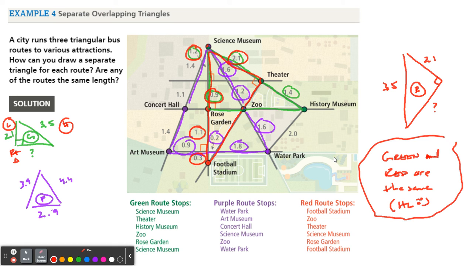So again, I think they stuck that one in here just because these triangles do overlap, right? And it's kind of hard to decipher.